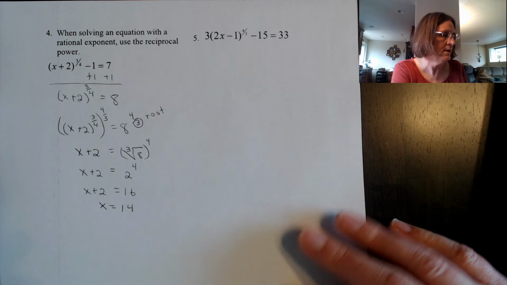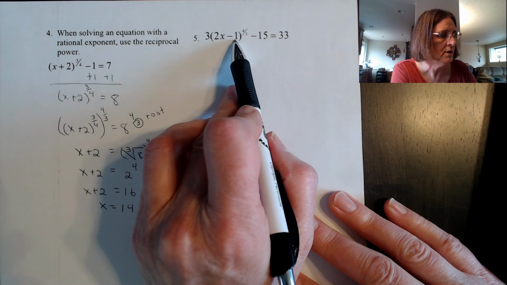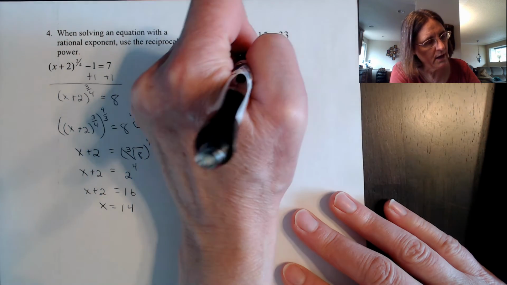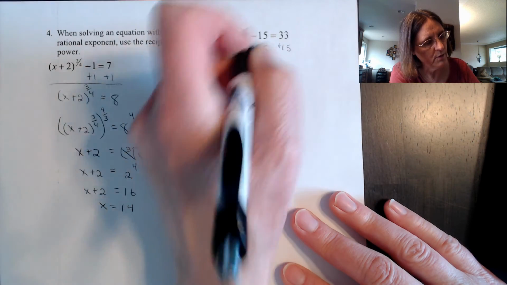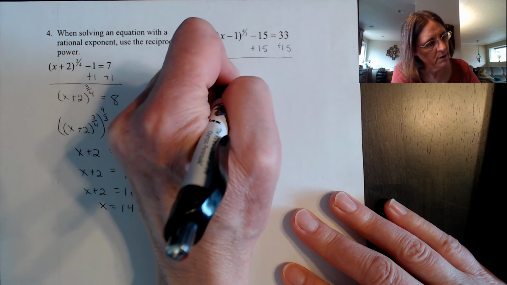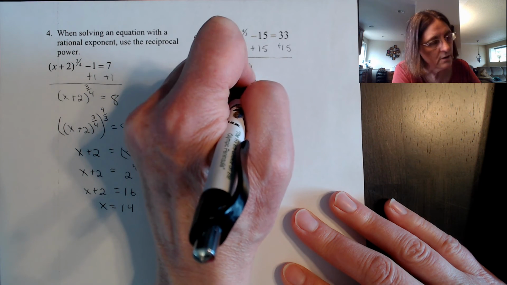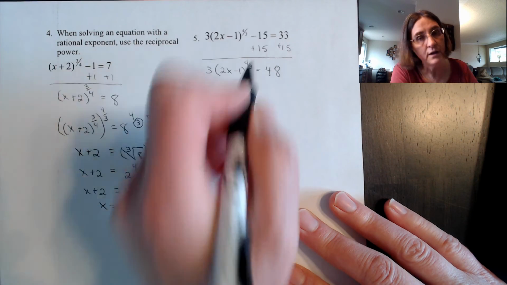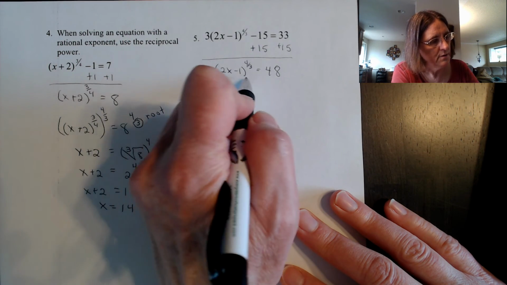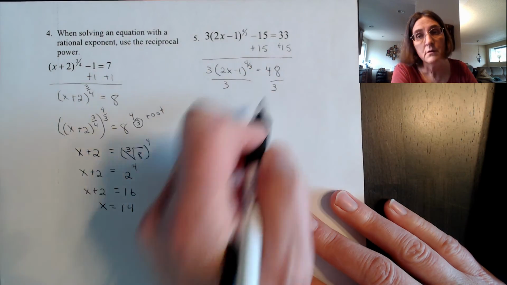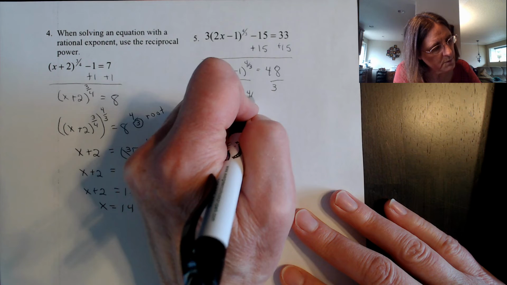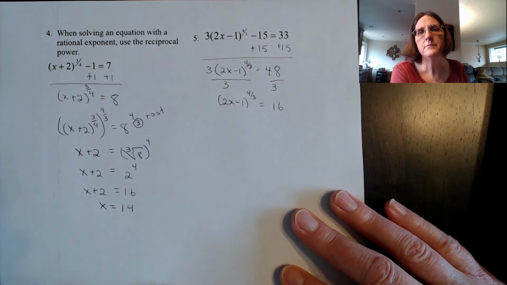Let's try our next one. Again, we're going to isolate the portion of the equation that is raised to the rational power. So the first thing we're going to do is add 15 to both sides of the equation. That leaves us with 3 multiplied by the quantity 2x minus 1 to the 4/3 equal to 48. Now we need to divide both sides by 3. That gives us 2x minus 1 to the 4/3 power is equal to 16.